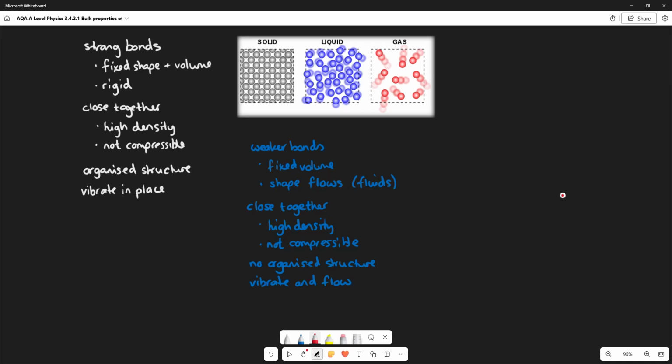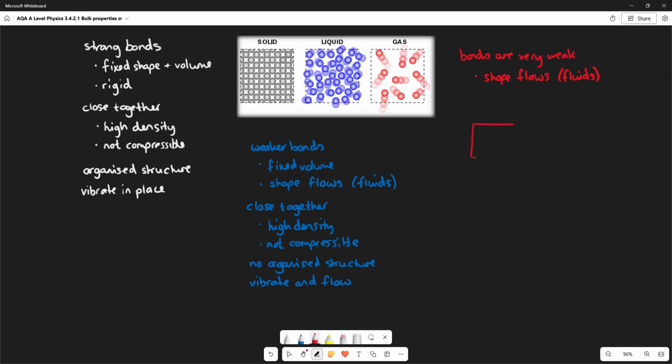Gases are very different. You may have been told that there are no bonds between gas particles. This is not quite true, but the bonds are very weak. This means that there is no fixed shape, and just like liquid, a gas can flow. This means that it is a fluid. Both liquids and gases are fluids.